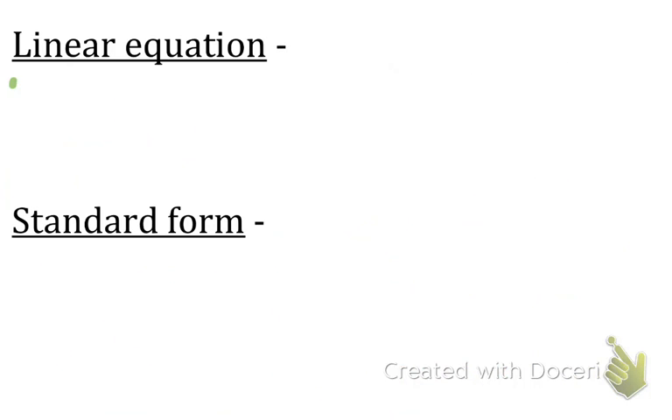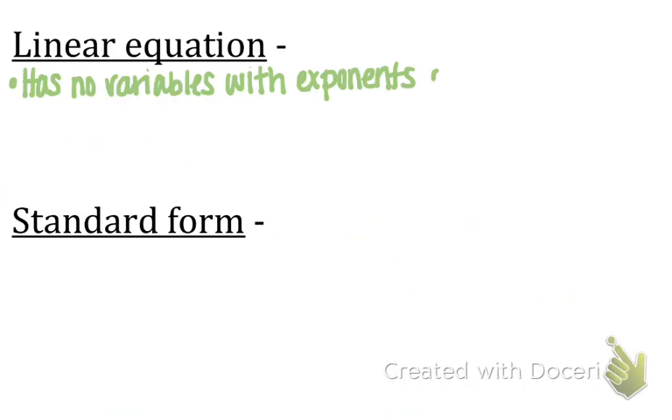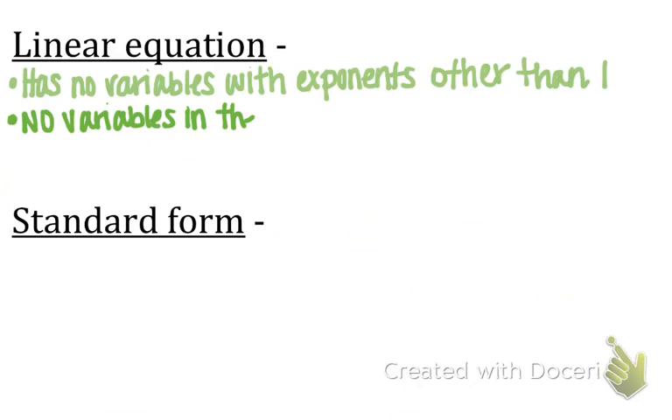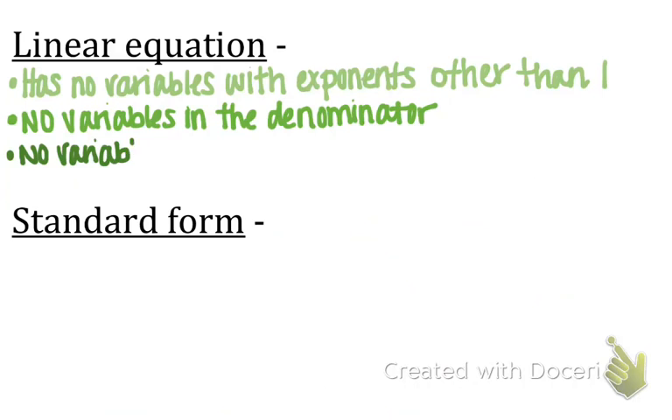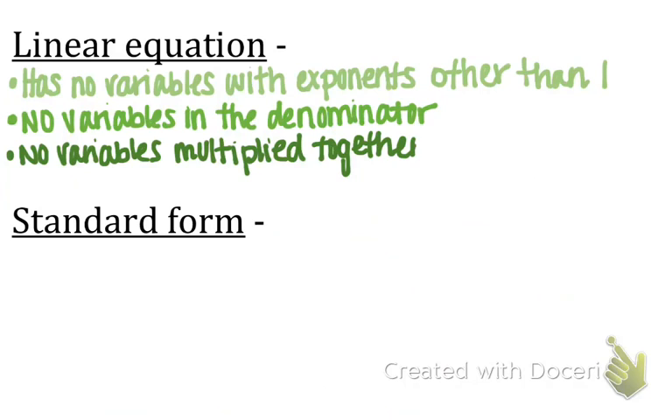So what is a linear equation? First and foremost, a linear equation has no variables with exponents other than 1. So that means no exponents like x squared or perhaps the square root of x. A linear equation also has no variables in the denominator. Third, a linear equation has no variables that are multiplied together, such as x times x or x times y. And finally, a linear equation always represents a straight line.